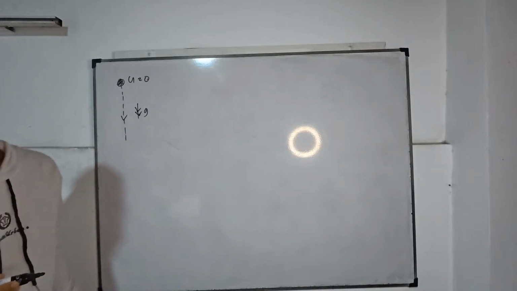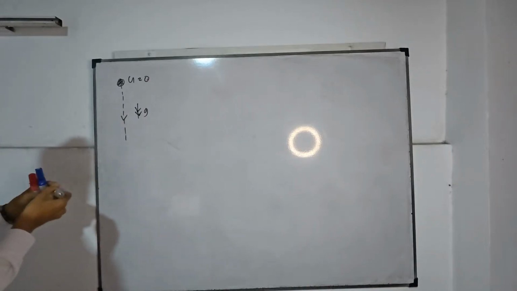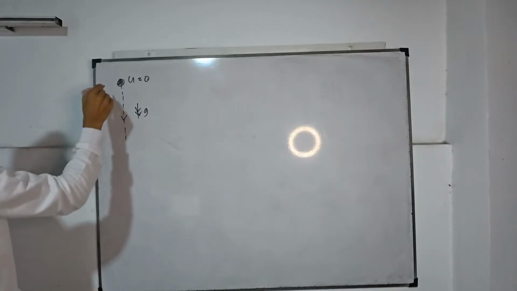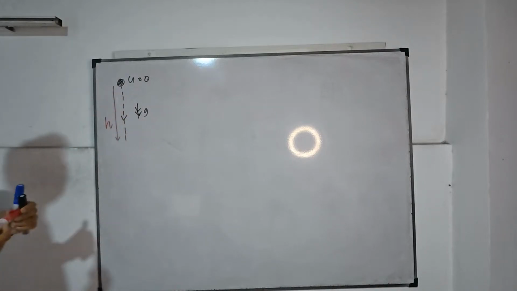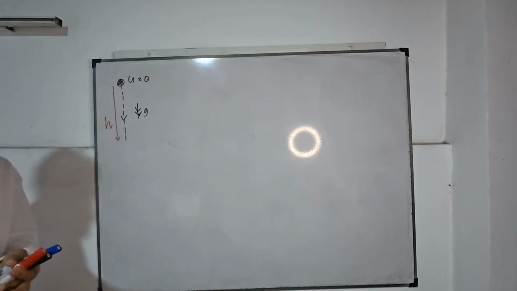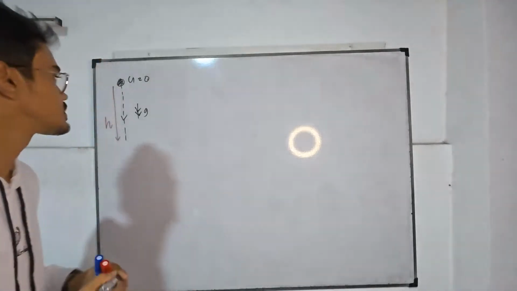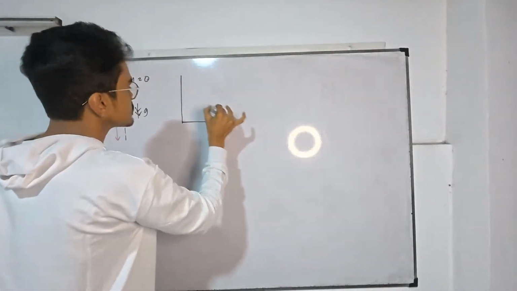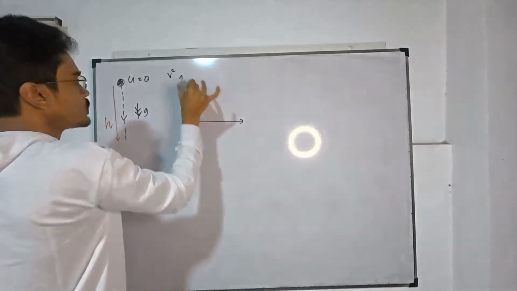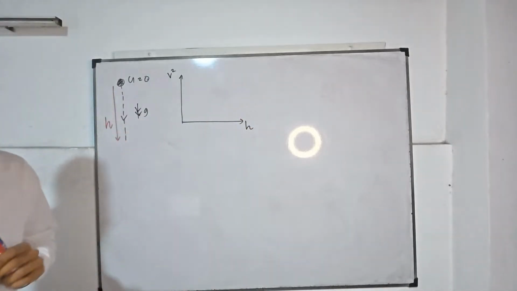They are asking about fallen height. Fallen height is from here to here. So this is the fallen height h. Okay, a few variations are given. V squared with h. First one. V squared with h. Okay, look at here.